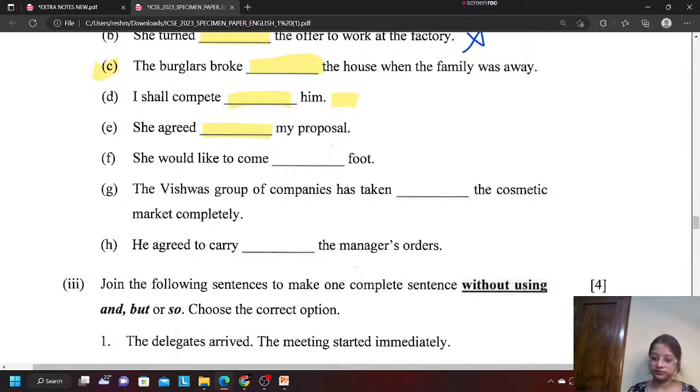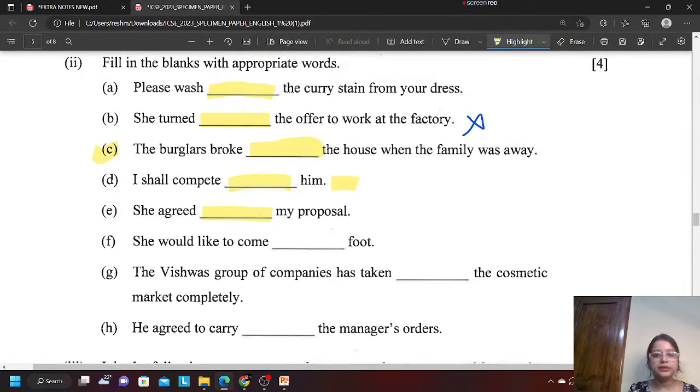Very good. She agreed to my proposal. Of course, when you accept something, just like the B part meant that you are not accepting, this one means that you are accepting, agreed to something.